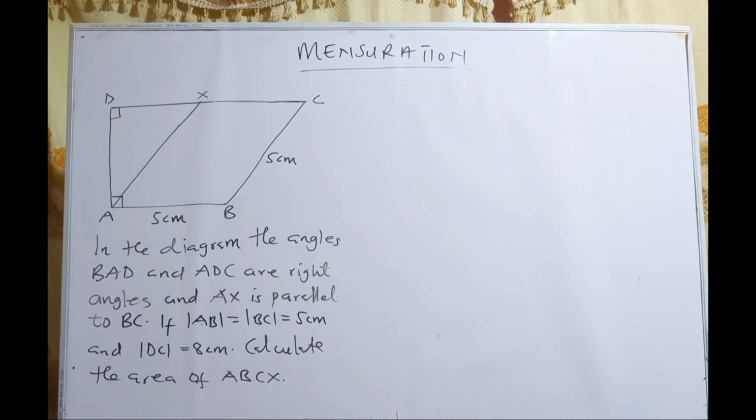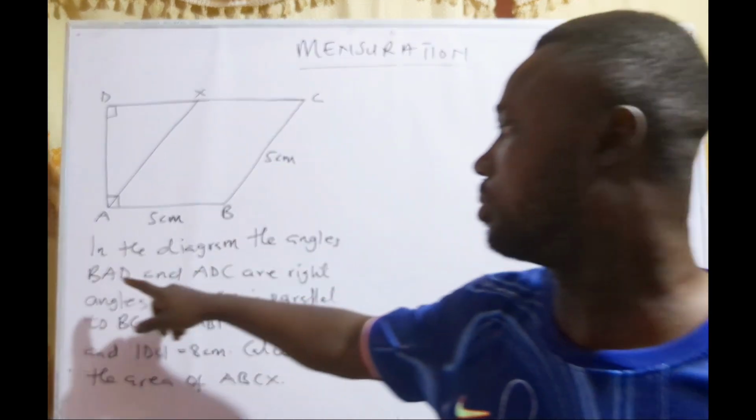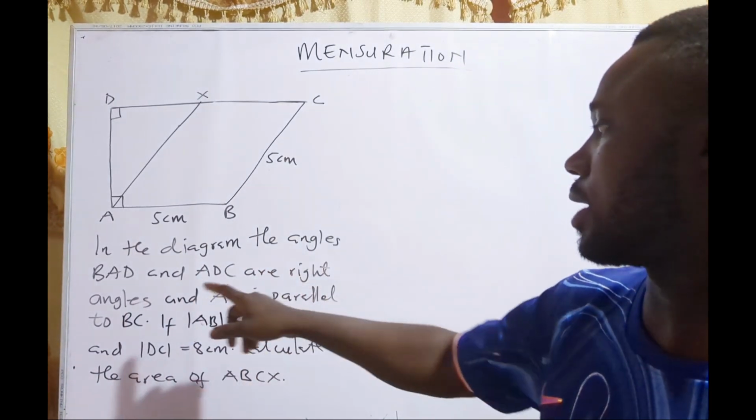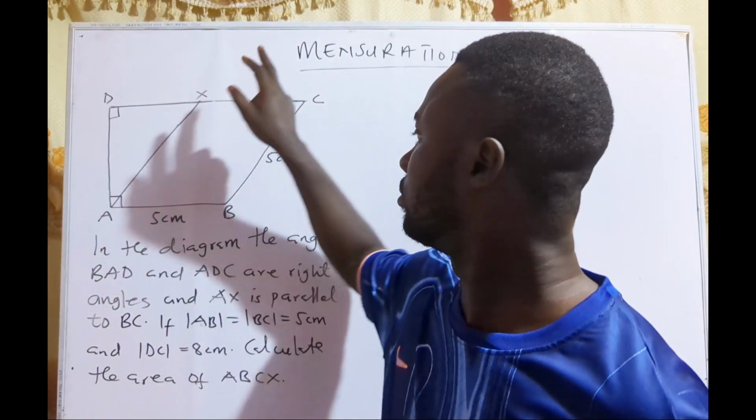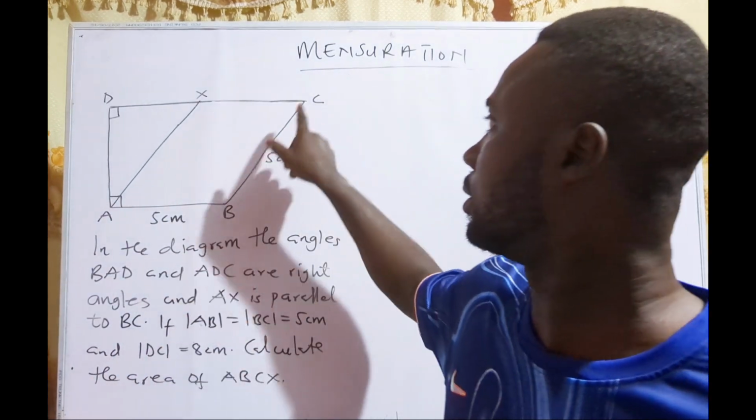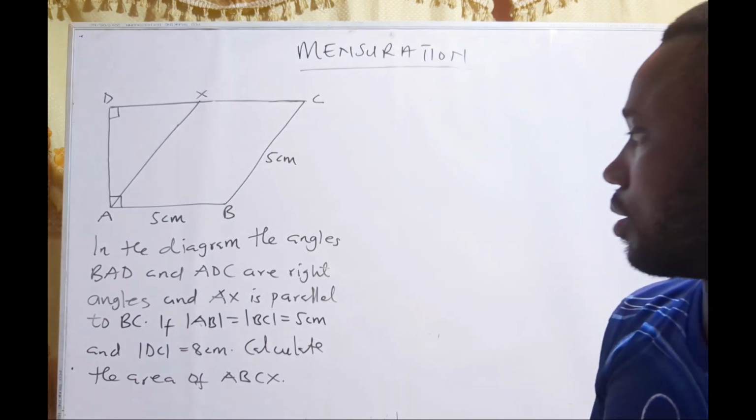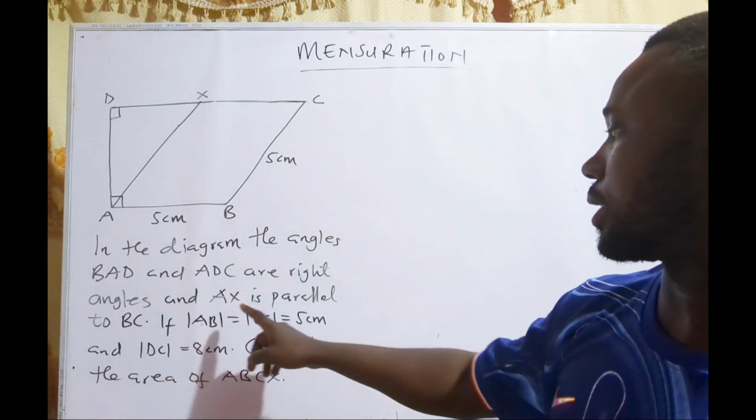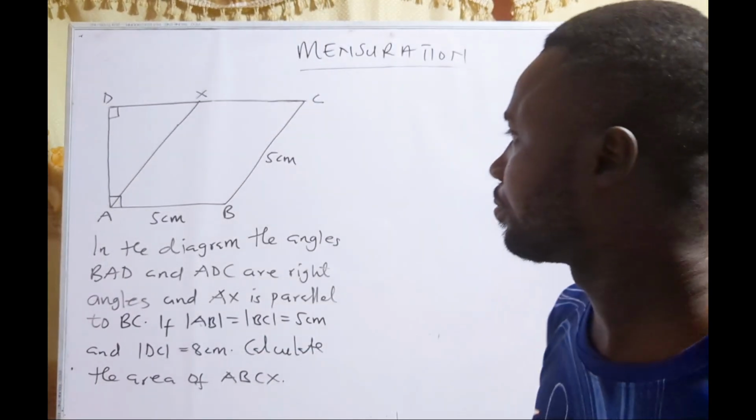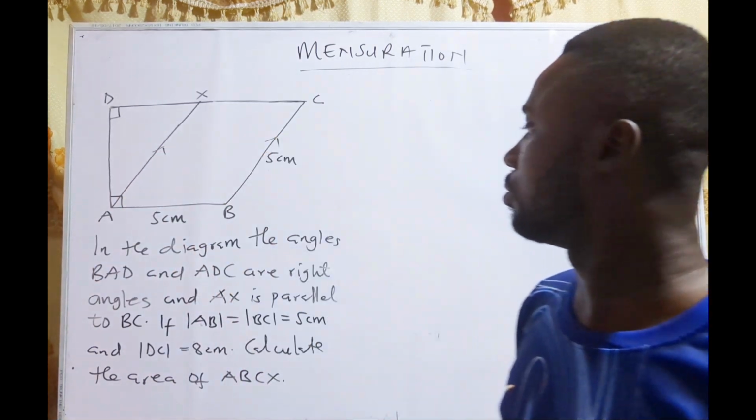Hello, let's look at this question also here. In the diagram, the angles BAD and ADC are right angles. BAD, yes, 90. ADC is also 90, so they are right angles. Alright. And AX is parallel to BC. So the AX here is parallel to BC.